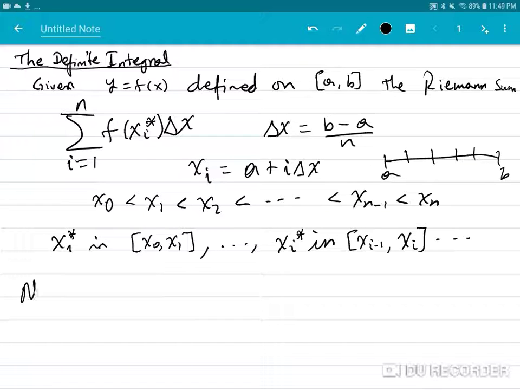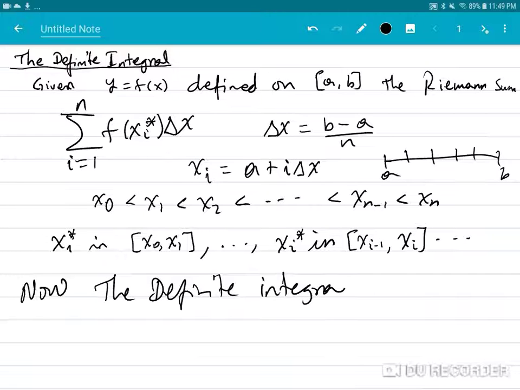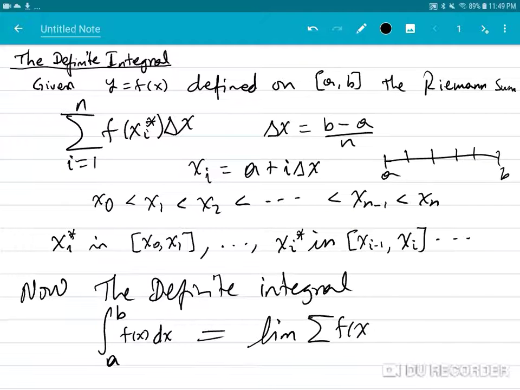Now, the definite integral this time is the integral from a to b of f of x dx. That's the notation. This is just the limit of this Riemann sum as n approaches infinity, i from 1 up to n. The idea is if you divide the interval into n subintervals and get n larger and larger and larger, as n goes to infinity, we get this definite integral.